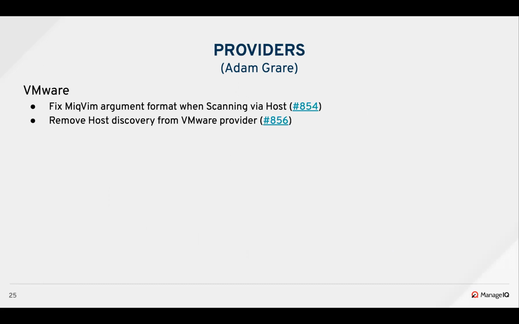For VMware, we fixed an argument format issue when scanning via host. This was something that was missed when doing a bunch of changes to allow us to support additional options to the MIQ Vim initializer, and we just missed this one caller. So we got that fixed up. That was reported by a community user.